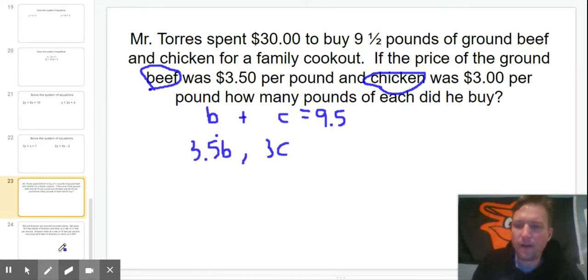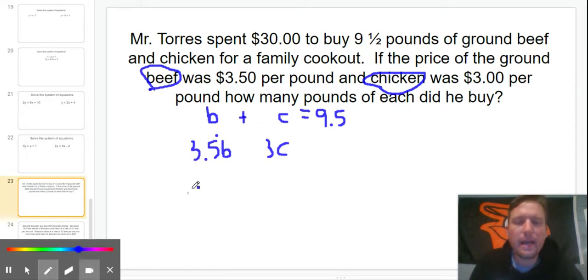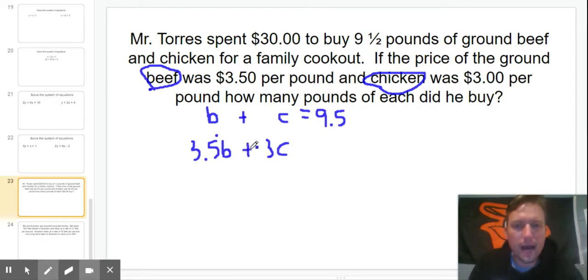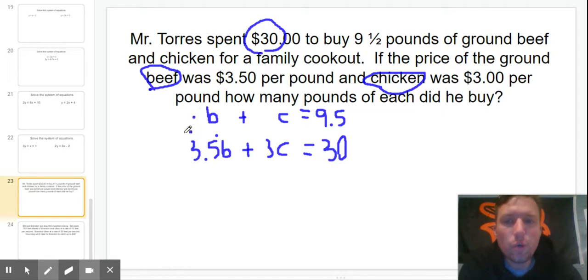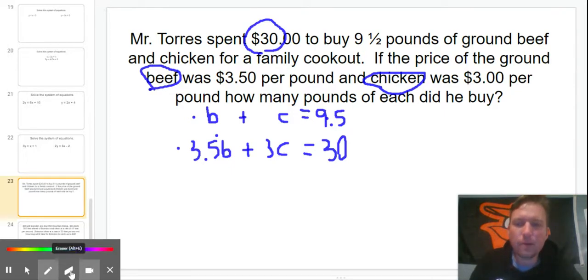Now, if I take $3.50 times the beef, and I add it to $3 times the chicken, what would my total be? Well, my total would be 30 because that's how much was spent in all. And hey, guess what we just did? We took the information from our problem and made two equations here. B plus C equals 9.5, and 3.5B plus 3C equals 30.